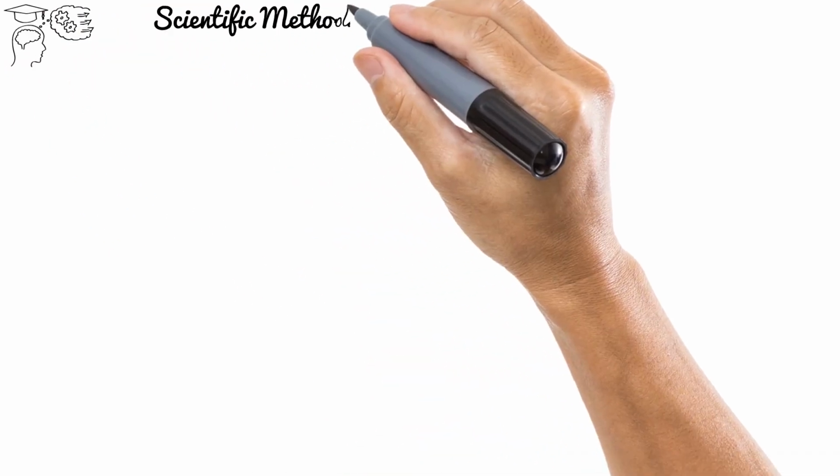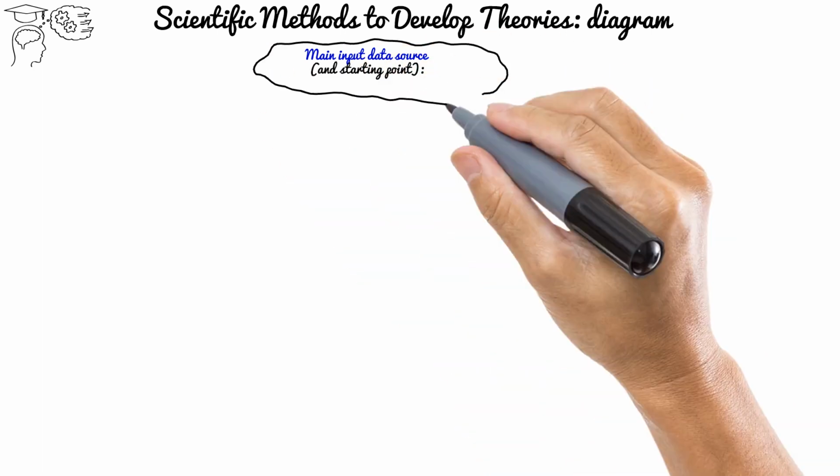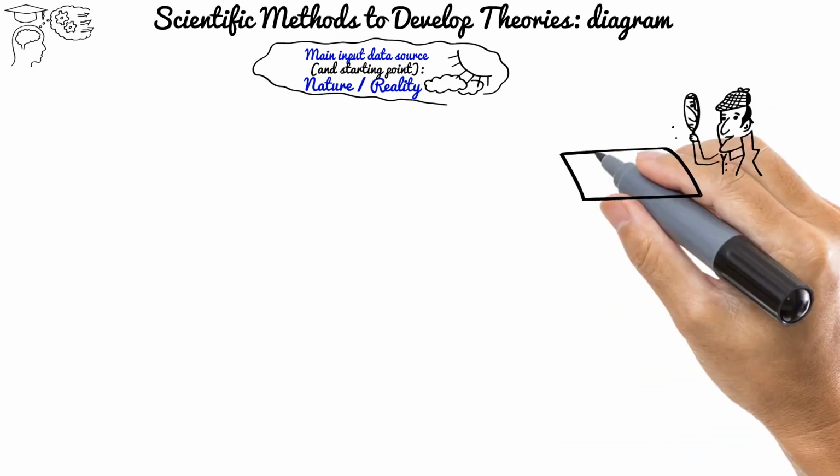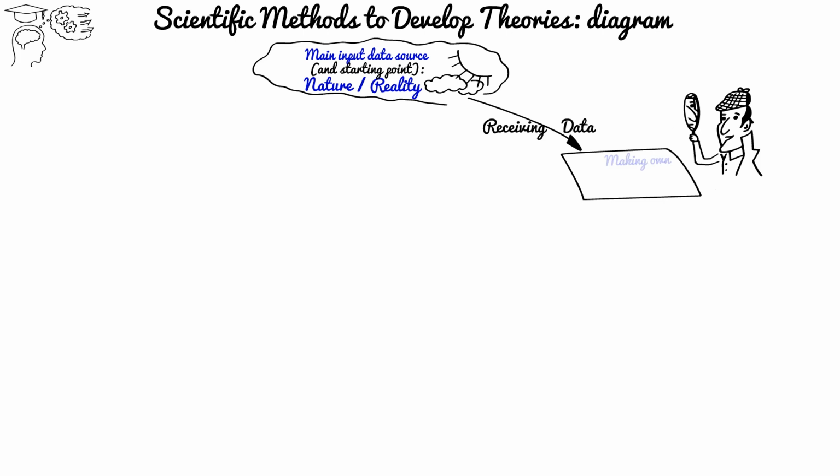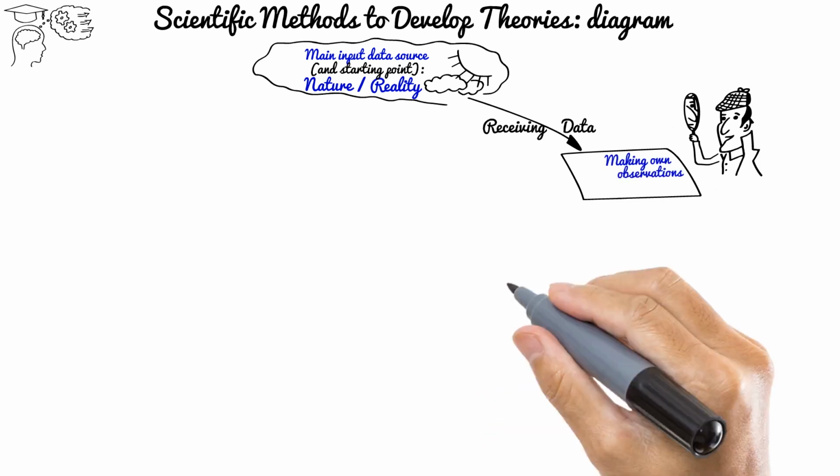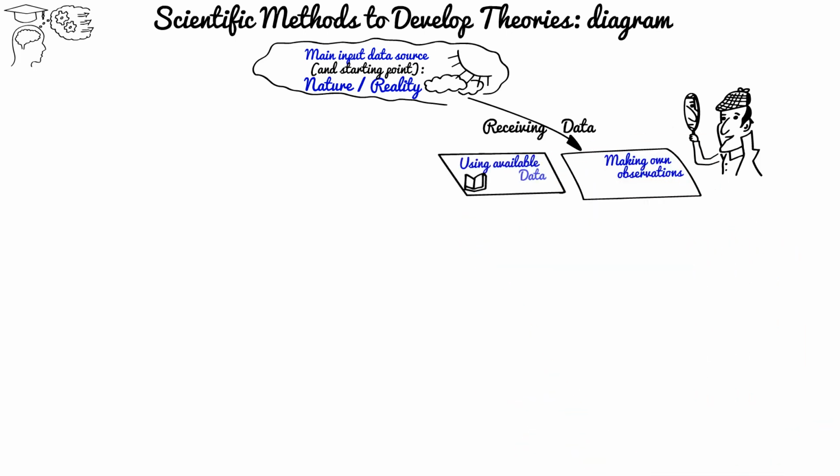Have you ever seen a simplified general scientific method to come up with theories? It starts with the main data source for science, which is nature. Then gathering some initial data for further research. It might be your own observations to collect data, or data previously collected by you, or anyone else.